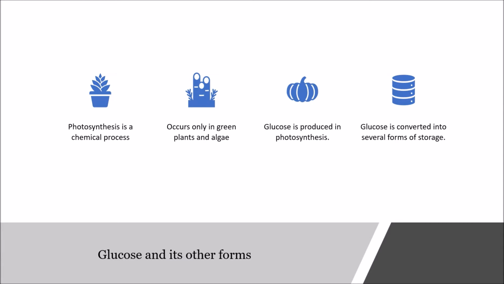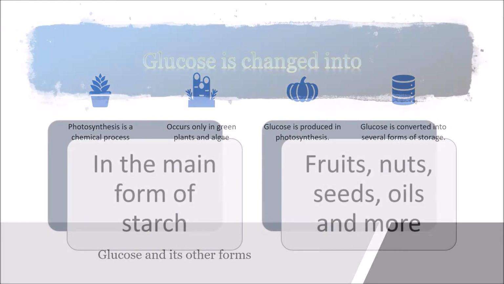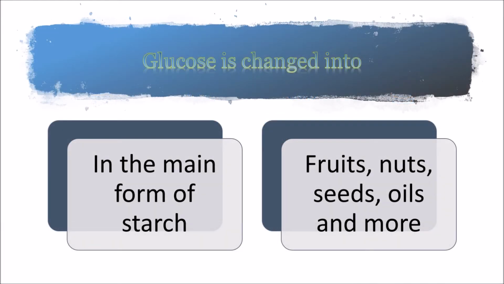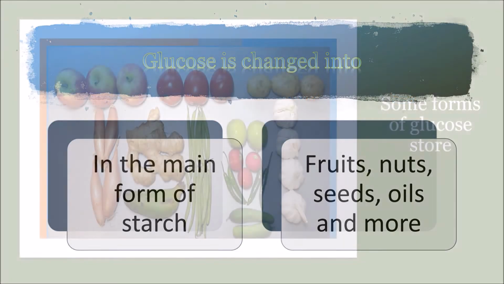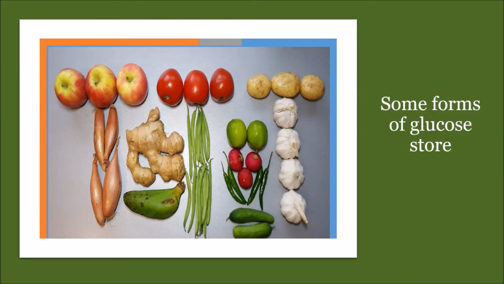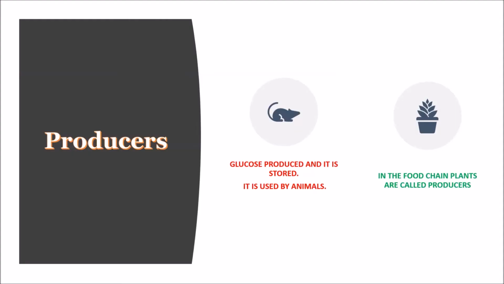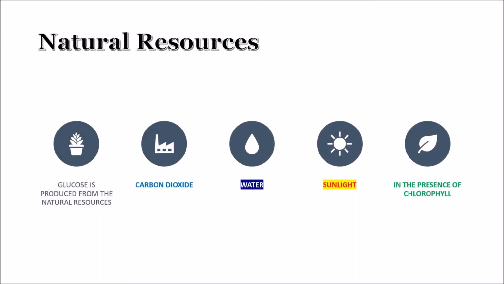Glucose produced in the leaves is converted and stored in the form of starch, fruits, nuts, seeds, oils, and more. These food stores are consumed by animals. Therefore, plants are the producers in the food chain. How is glucose produced by the plants?